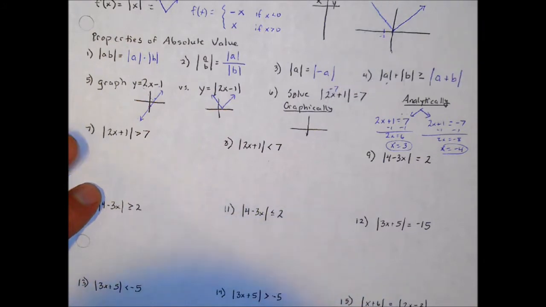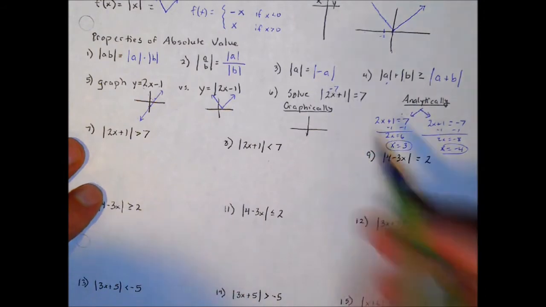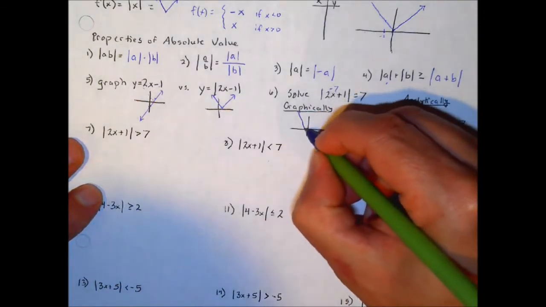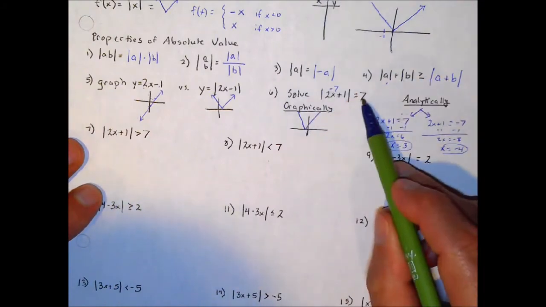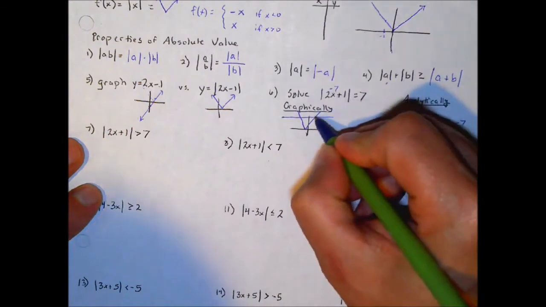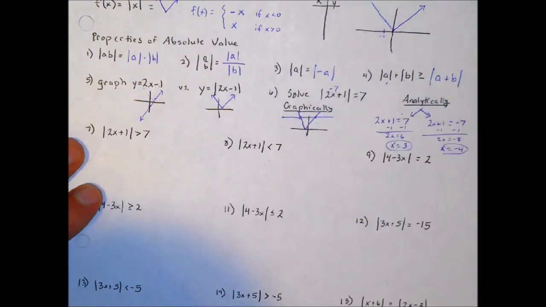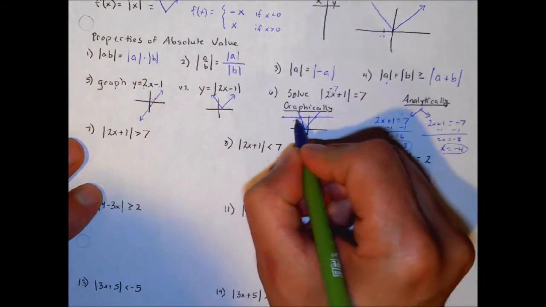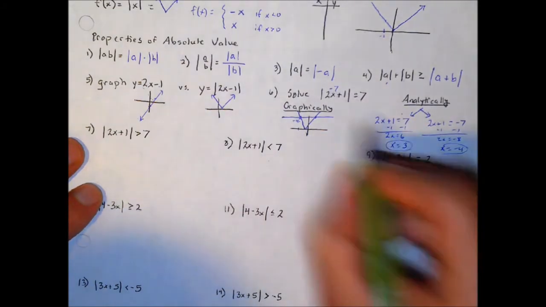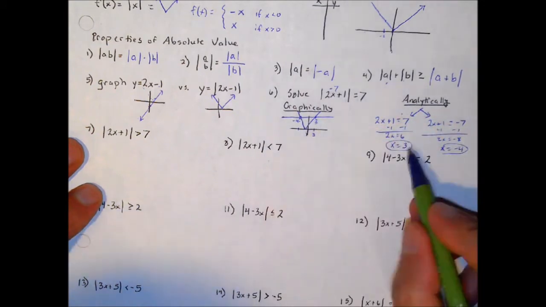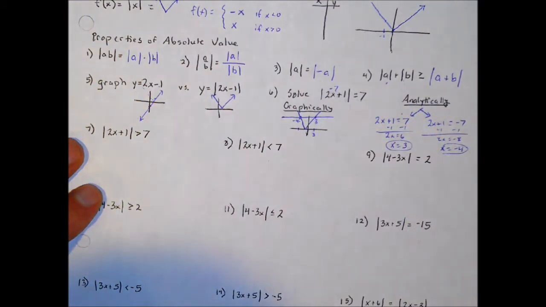Graphically, you could graph this part here, which is a V that looks something like this, and y equals 7 is another graph that looks like this. Your solution is where they cross each other. So in this particular problem, it'll cross at x equals negative 4 and x equals 3. So you can see where those two solutions are if you want to do it graphically as well.